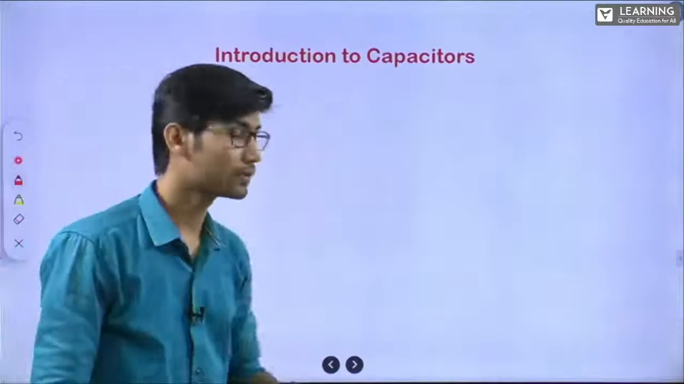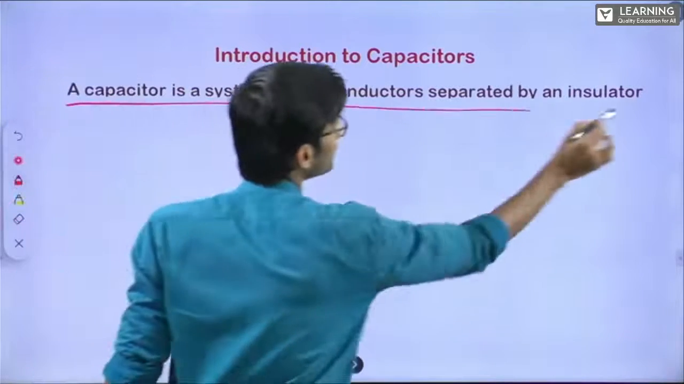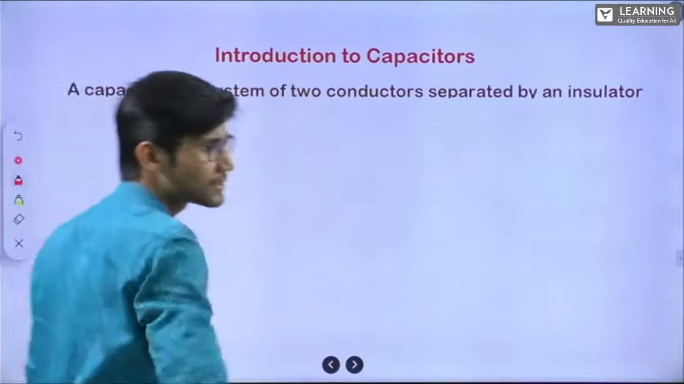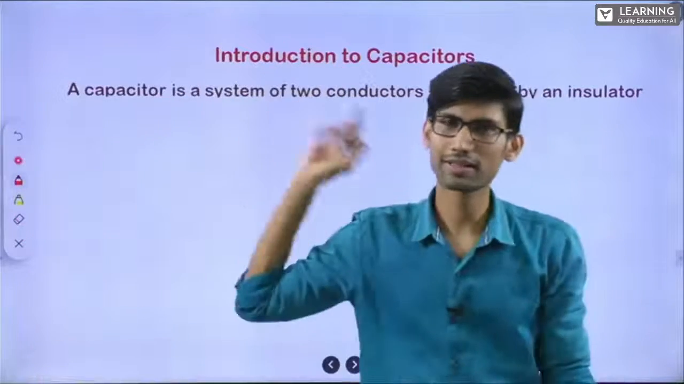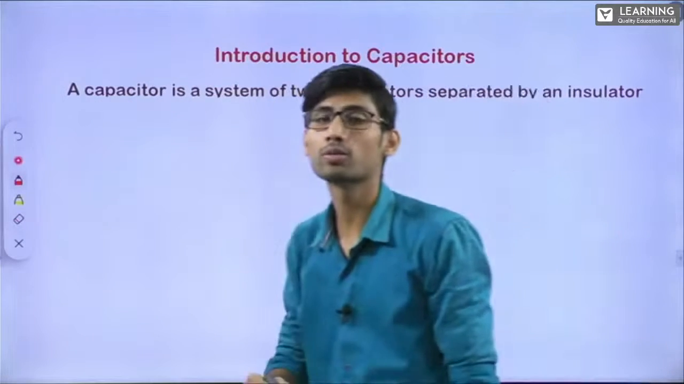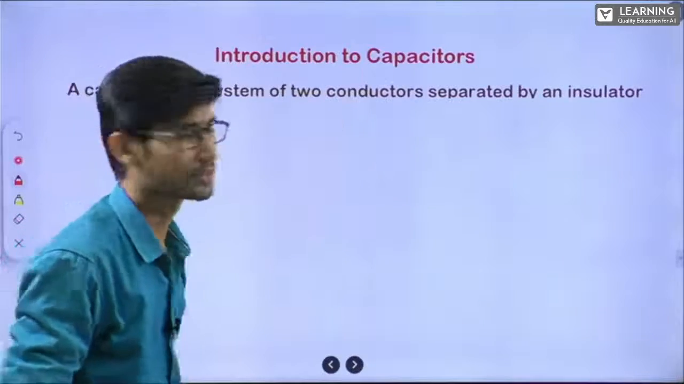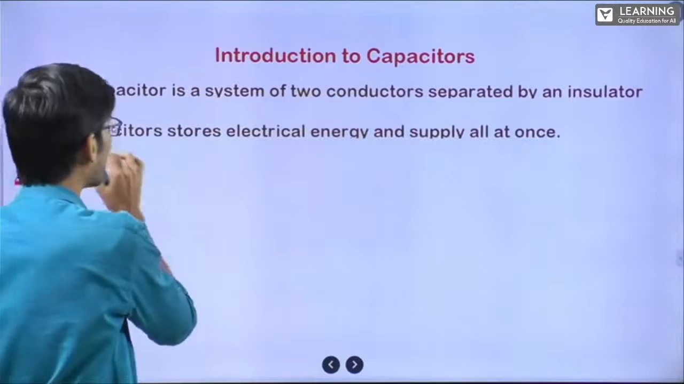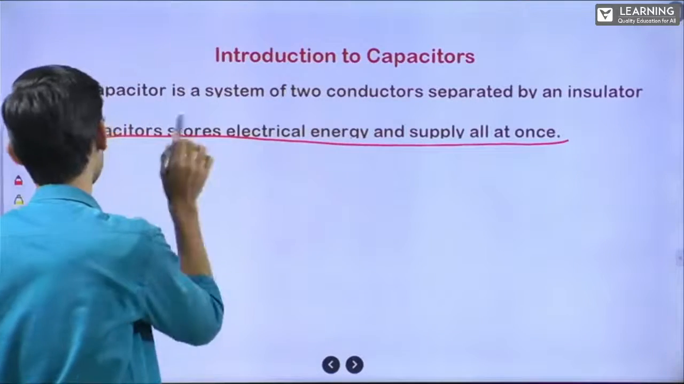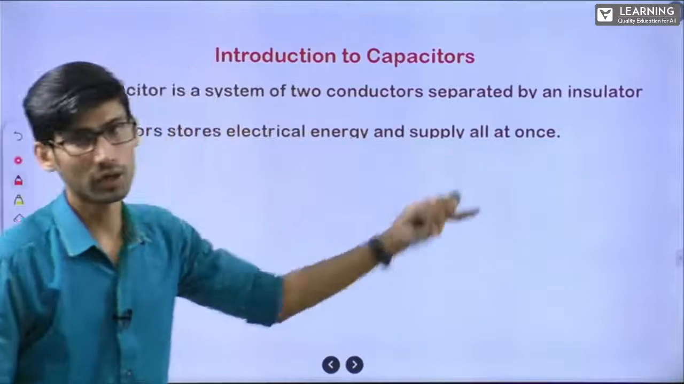If you want, you can note down the definition. This definition is for the next session, when we'll be talking about parallel plate capacitors. This is from your NCERT. The first line, that's why I mentioned here: a capacitor is a system of 2 conductors separated by insulators. We'll see this definition in the next session. For now, a capacitor stores electrical energy and supplies it all at once. This is true always.